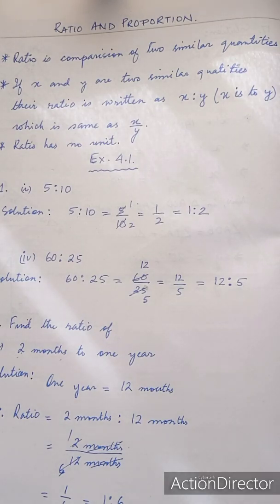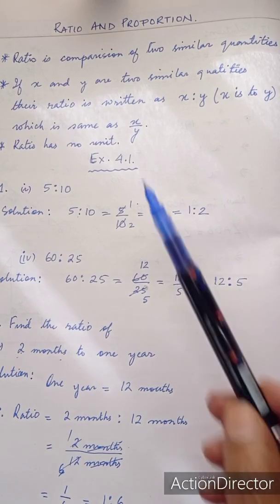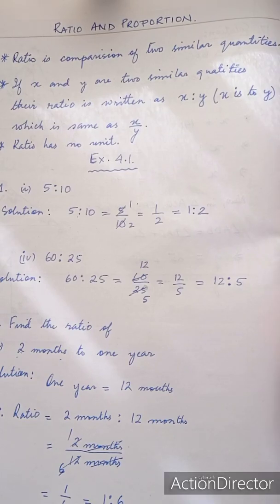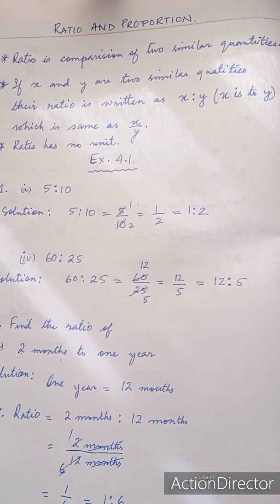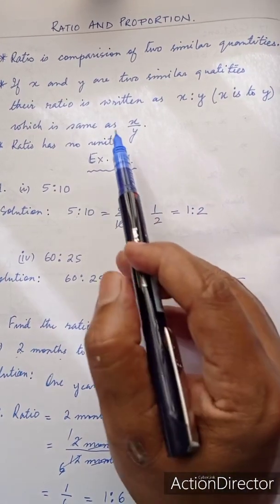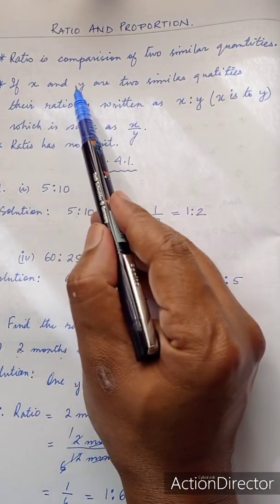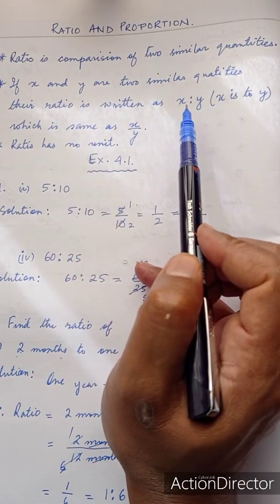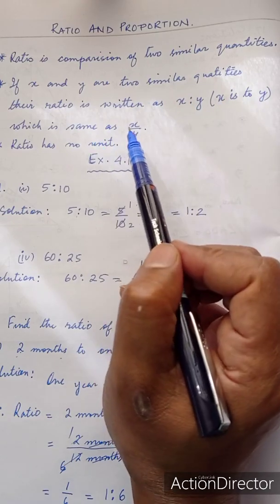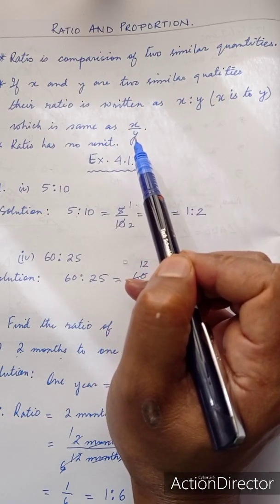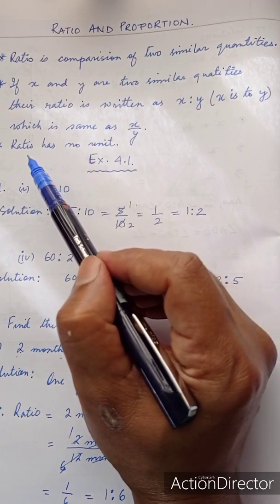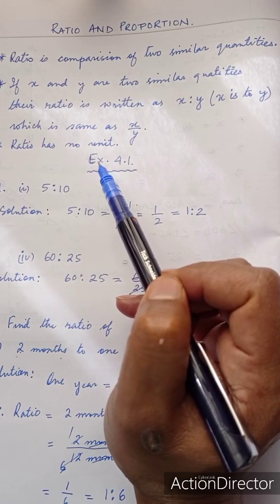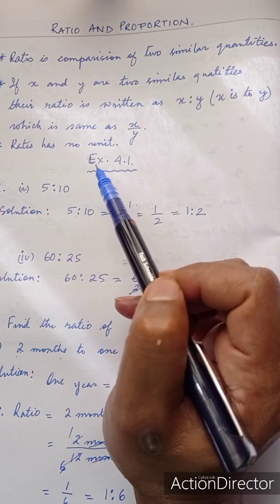So first of all, what is a ratio? Ratio is comparison of two similar quantities. Any two things which are similar in nature can be kept or formed in a ratio. Suppose we have two similar quantities x and y, then their ratio is written as x is to y. We read this symbol as x is to y, which is the same as the fraction x by y. One thing should be kept in mind is that ratio has no unit. When you solve any ratio, it will be a pure fraction, a number only. It will have no unit.